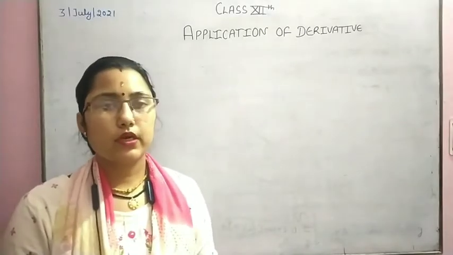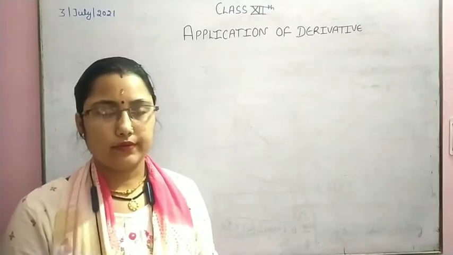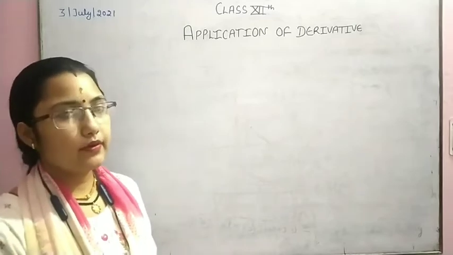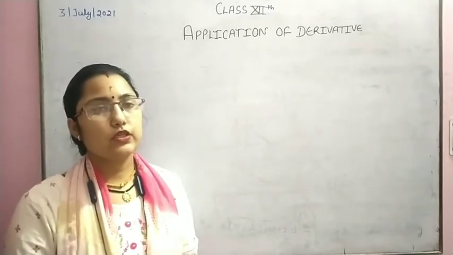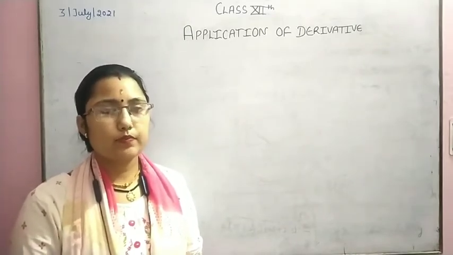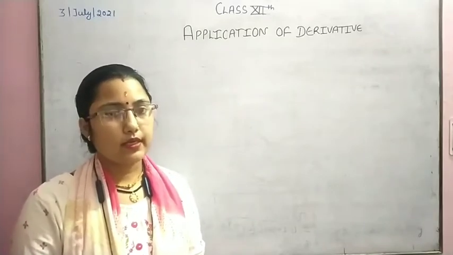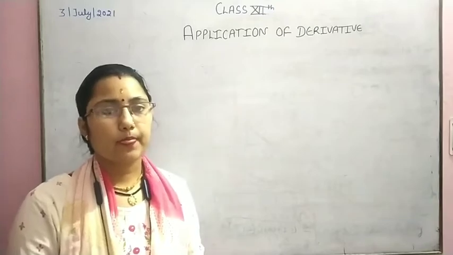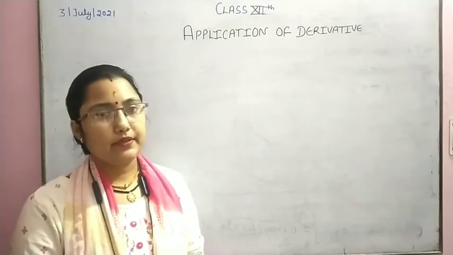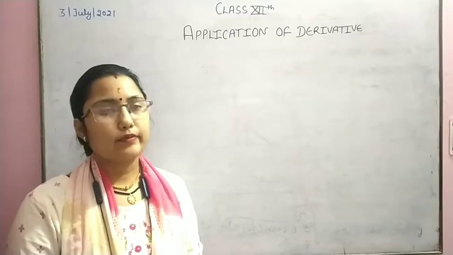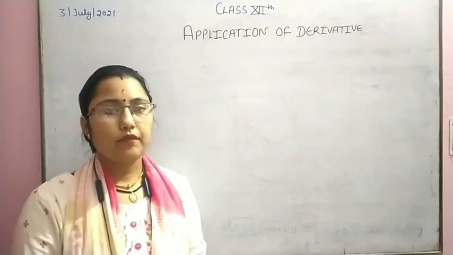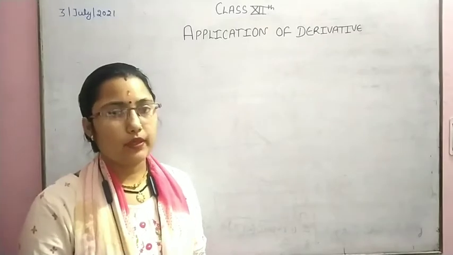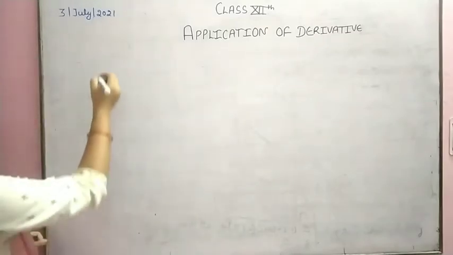Today we are going to start a new chapter, application of derivative. In this chapter we cover different topics. First, rate of change of any quantity with respect to another quantity. Second, increasing and decreasing functions. Third, local maxima and minima. Fourth, absolute maxima and minima. Fifth, approximation value. So let us start with the first topic, rate of change.